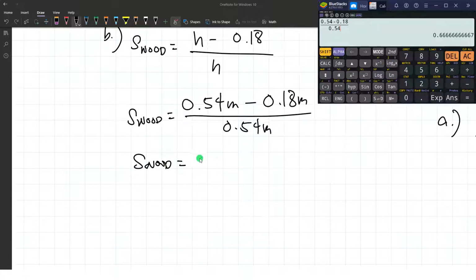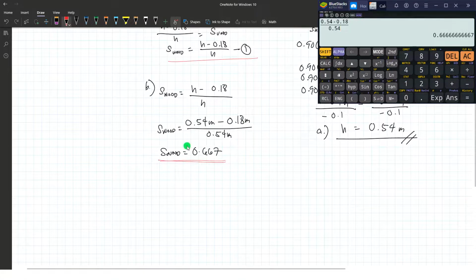Specific gravity of the wood is 0.667. So it is lighter than water. It's less than 1, so it will really float. Okay, this is your specific gravity of the wood.